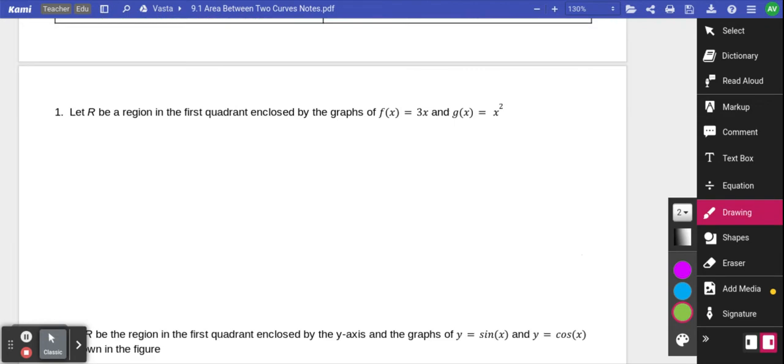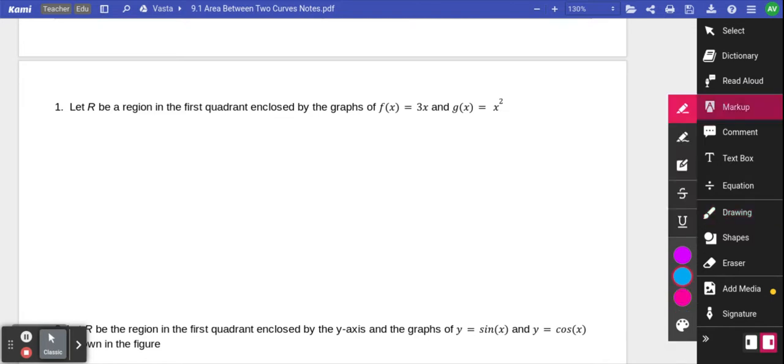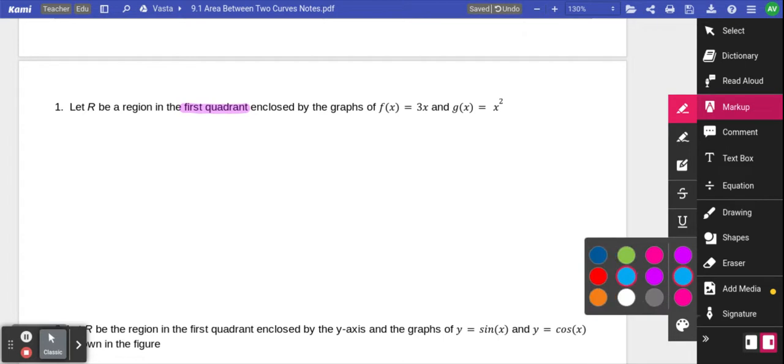The first example we're going to do here is actually a no calculator example. And this is a very typical type of problem that you might be given. It says, let R be a region in the first quadrant. So we're going to be in the first quadrant of the graph, enclosed by the graphs of f of x, which in this case I'm going to make blue, and g of x equals x squared. You want to find the area of that region.